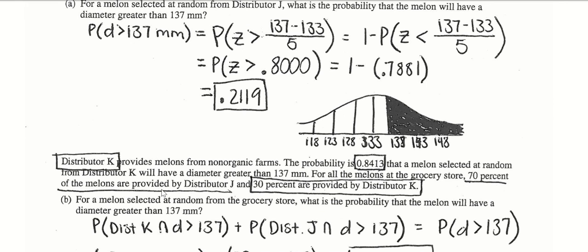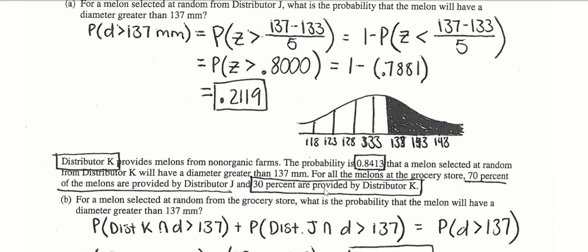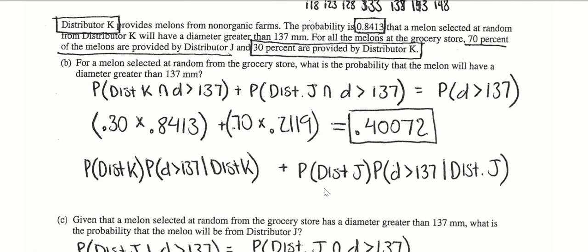70% of the melons come from J and 30% of the melons come from K. So most of them come from J, some of them come from K. The meat of the problem is you want 30% of the melons and have this probability of 0.8413, or we got 70% of the melons and 21% of them are going to have this particular diameter. You just multiply each of them, add them together, and your final probability is 40%.